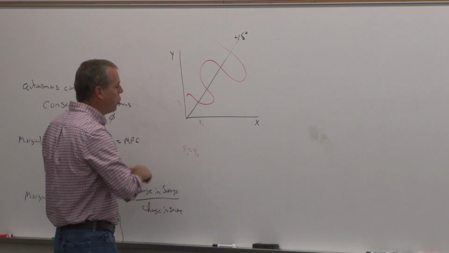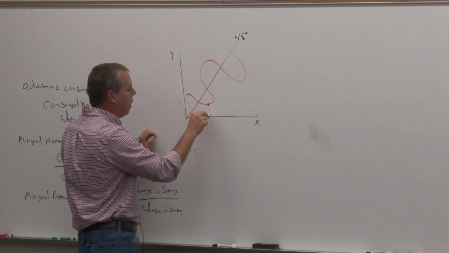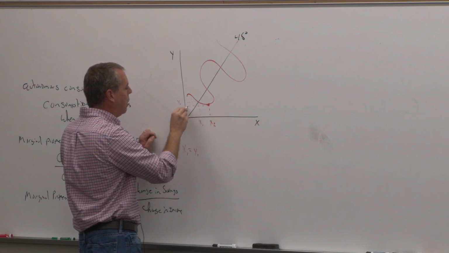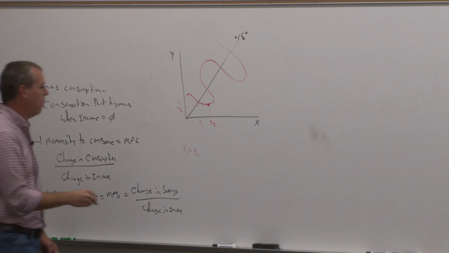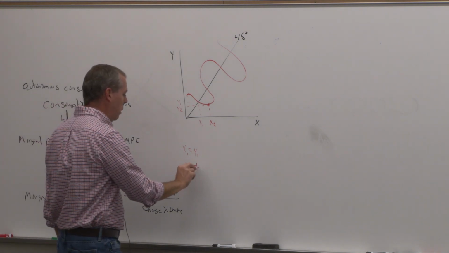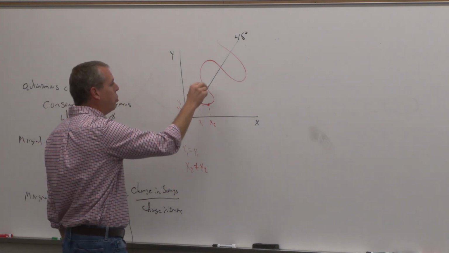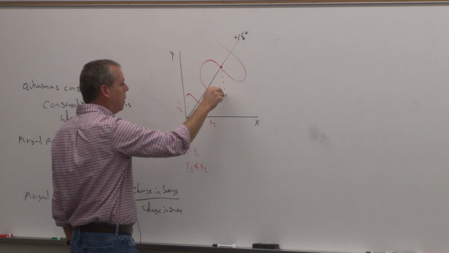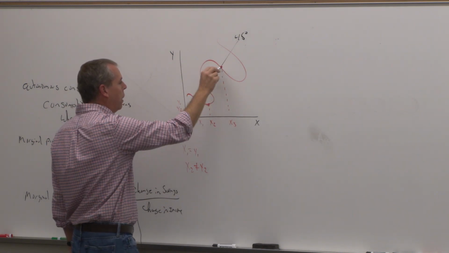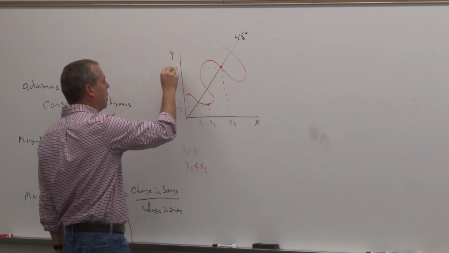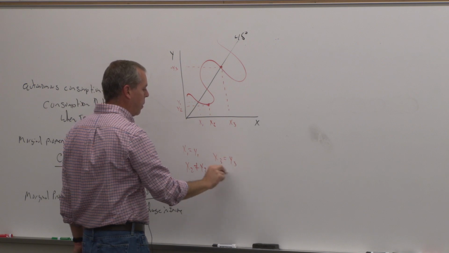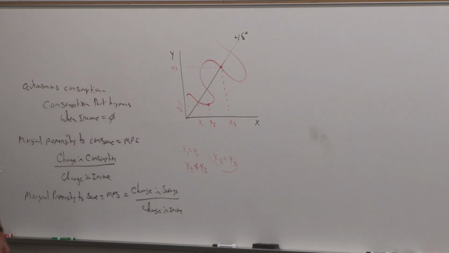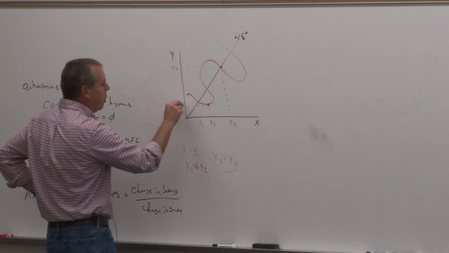Right? That's not true here. Y2 and X2 are not equal to each other. Right? It's true here. X3, Y3, right? All it did was make a box. It's just a square, right? This is a square.